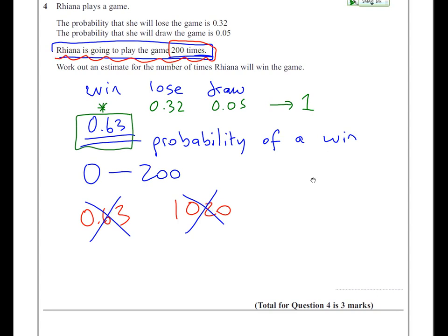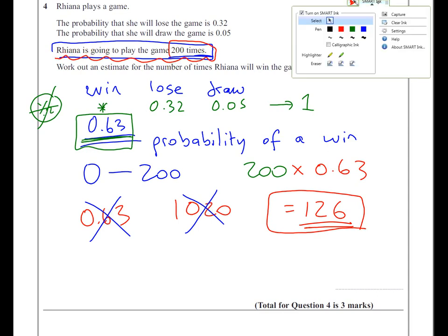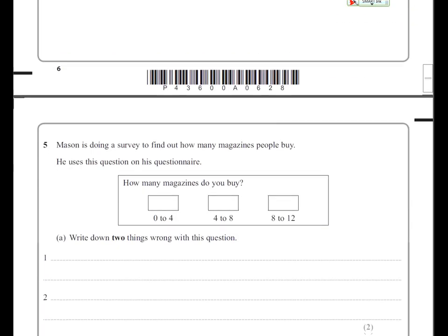If I said this was a half, just to explain what's going on, then if you play it 200 times, you'd half it to get the expected 100 times winning. It's not a half, it's 0.63. But you do the same thing. You do the number of times that you play, times by the probability, 0.63, on your calculator, and it gives you 126. And you check yourself, yeah, that makes sense, 126 wins out of 200. Okay, done. Anyway, clear that ink.